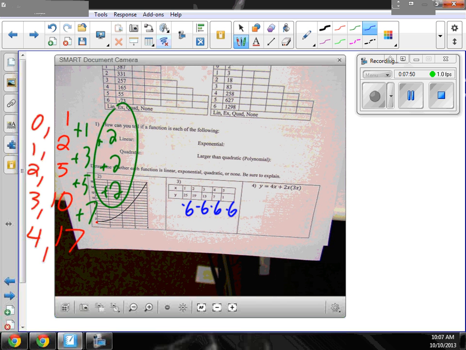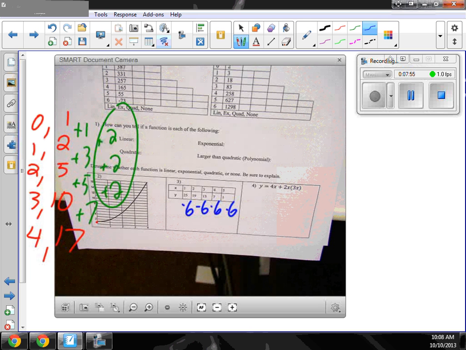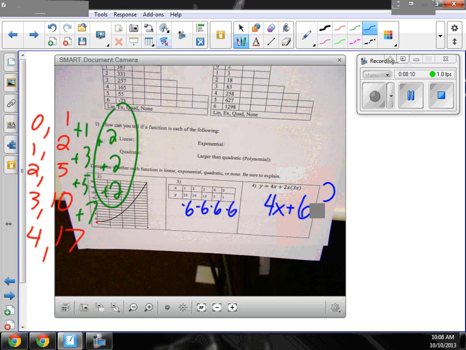You could graph it, but again, graphs without the numbers aren't very reliable. Is there another way to tell what this is? CJ? You simplify, you get 4x plus 6x squared. So it's a quadratic because the biggest exponent determines what type of graph it is.